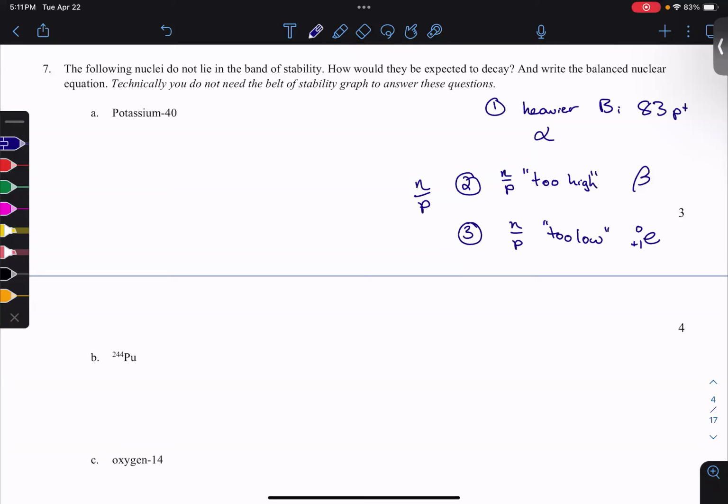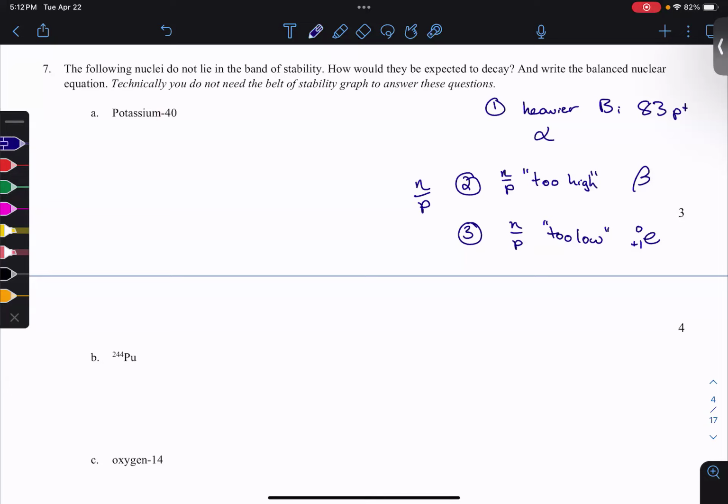Okay, so let's go through these. Technically, you do not need this belt of stability to answer any of these questions. It's a portion of your textbook that shows the 3 different scenarios that you can have, that all of these scenarios help us get to an element that is more stable. So technically, you don't need the belt of stability to answer the question. It's pretty obvious whether your neutron to proton ratio is too high or too low.